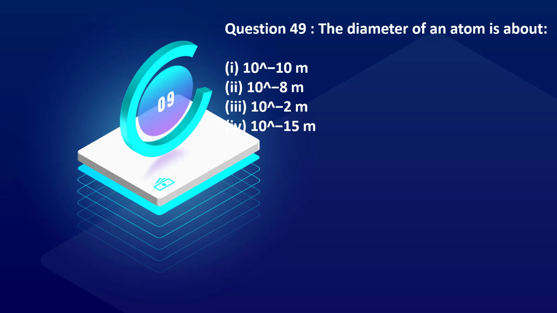Question 49. The diameter of an atom is about: 1. 10 m. 2. 8 m. 3. 2 m. 4. 15 m. Answer: 1. 10 m.